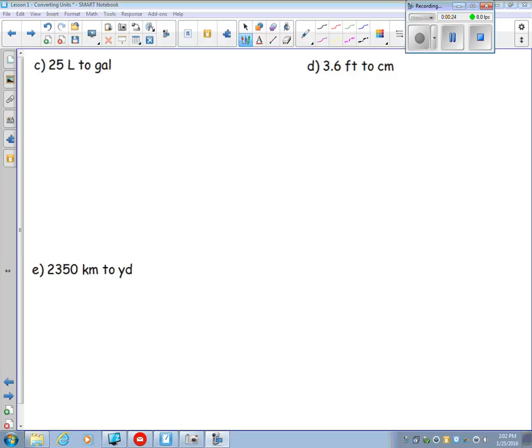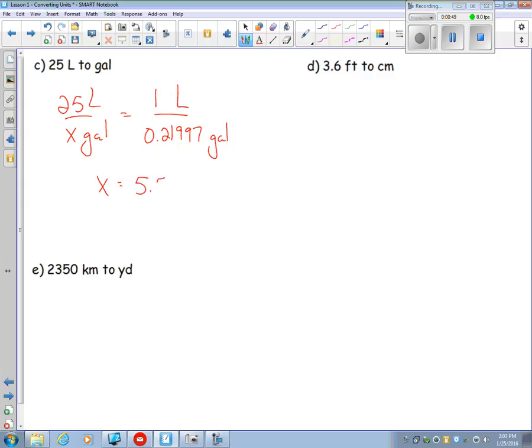Okay, letter C here. We know 25 liters is going to go with a certain number of gallons. That's what we want to find out. From our table, we know that 1 liter matches with 0.21997 gallons. Cross multiplying, this is a nice one because 1 times x is just x, and 25 times the decimal, 0.21997, comes out to 5.50 gallons. A nice one, quick one-stepper.